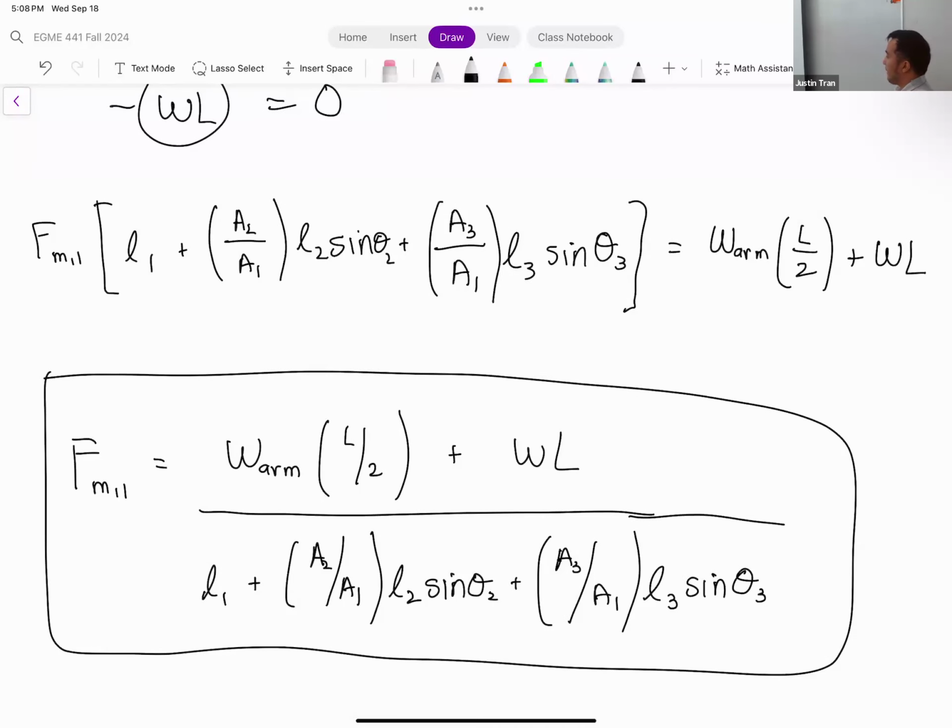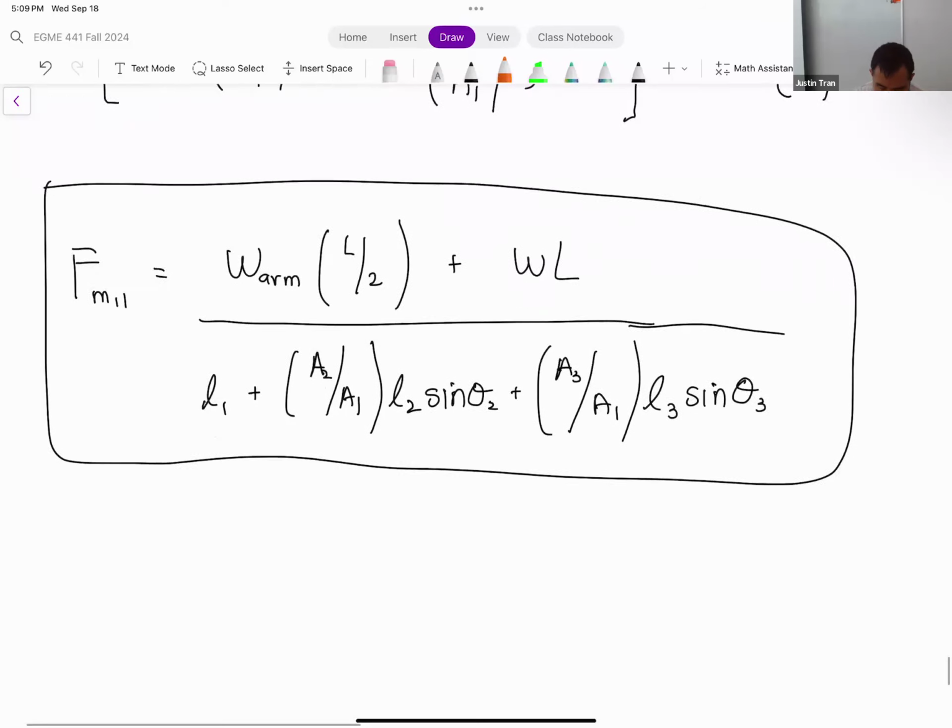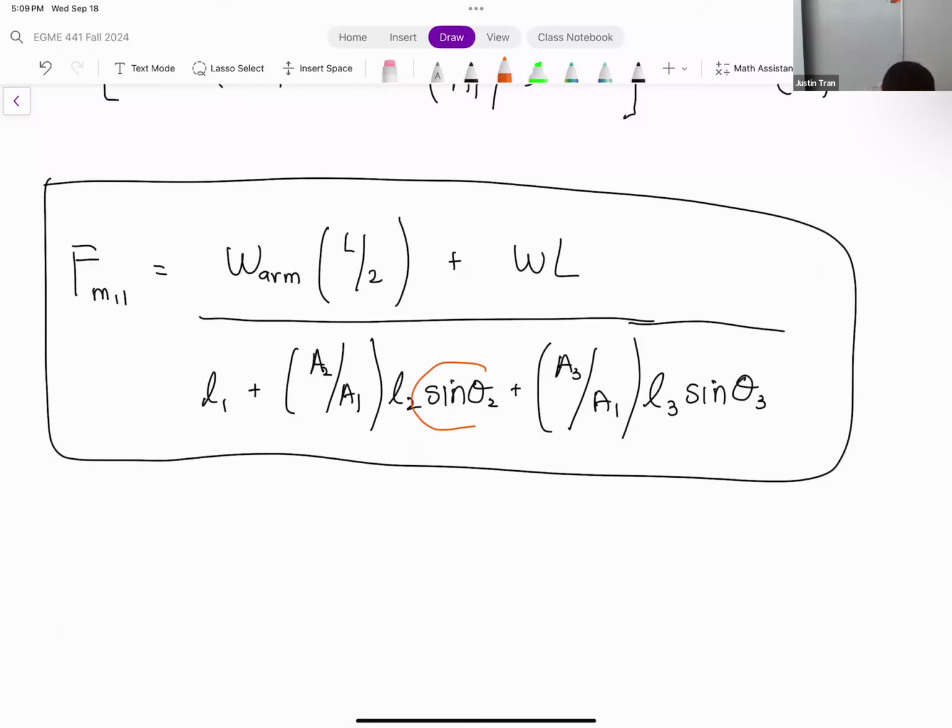All right. Any questions on this result here? Okay. I do have a couple more examples, but we don't have time for it today. The last thing I want to discuss today is these sine terms down here.